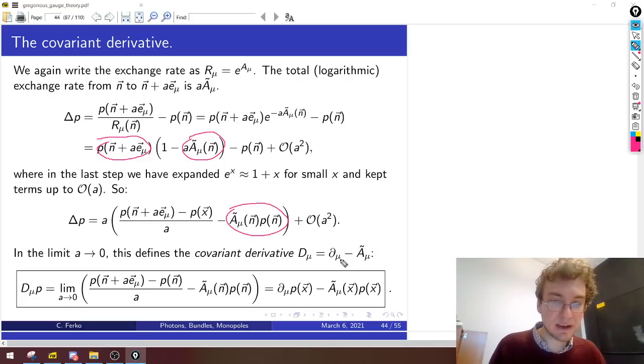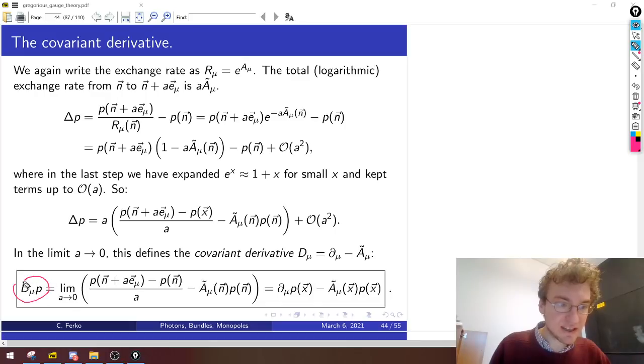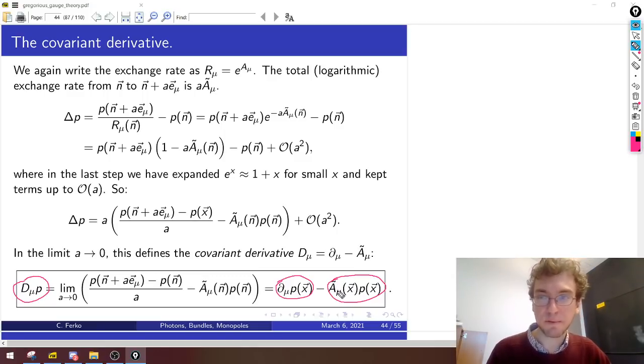So that's the a tilde times p. And now I'll take the limit as a goes to 0 and I will define this to be a new object. This is the covariant derivative. So this new object is capital D sub mu, which is defined as the ordinary partial derivative minus this additional term, this a tilde times p. This is the new derivative, which I argue is the correct derivative to use to compare prices when the currencies can change. Good.